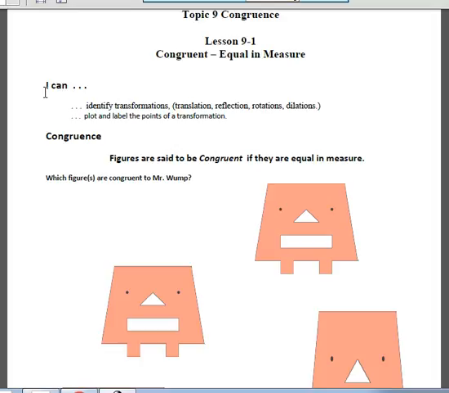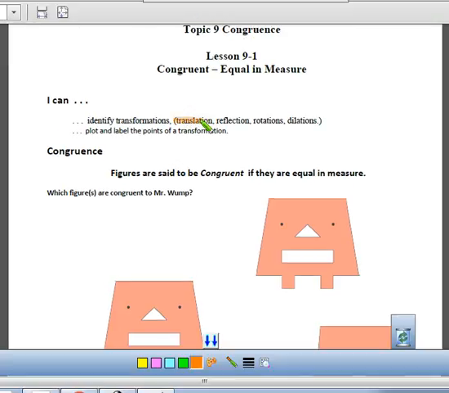And here is the lesson target. I can identify transformations. So we're going to learn about translations, reflections, rotations, and dilations. Some of those might sound familiar to you already, so you might have some idea of what they are. Others might be new. The other target is I can plot and label the points of a transformation.